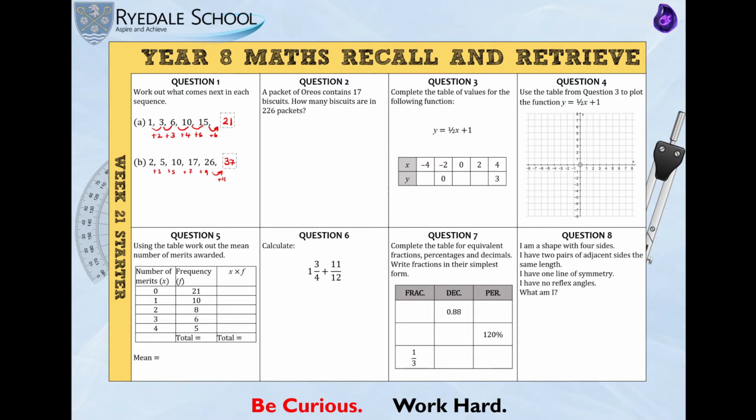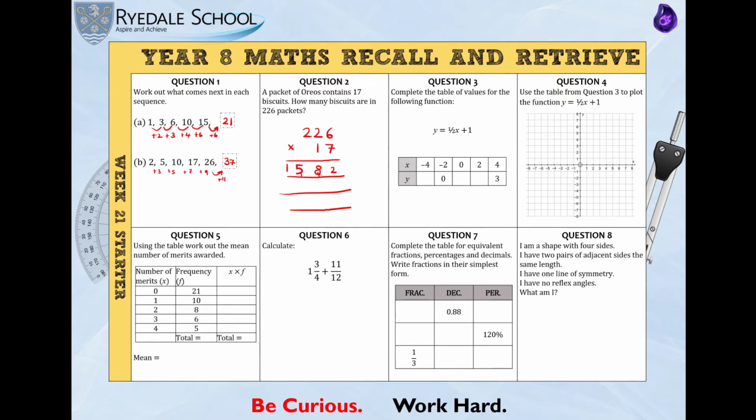Question 2. A packet of Oreos contains 17 biscuits. How many biscuits are in 226 packets? Okay, this is asking us to do a multiplication, and the multiplication we need to do is 226 times 17. I'm going to use my traditional place value method. So I'm going to start with 226 times 7. So 6 times 7, 42. 2 times 7, 14. Add the 4 is 18. 2 times 7 is 14 again, add 1 is 15.